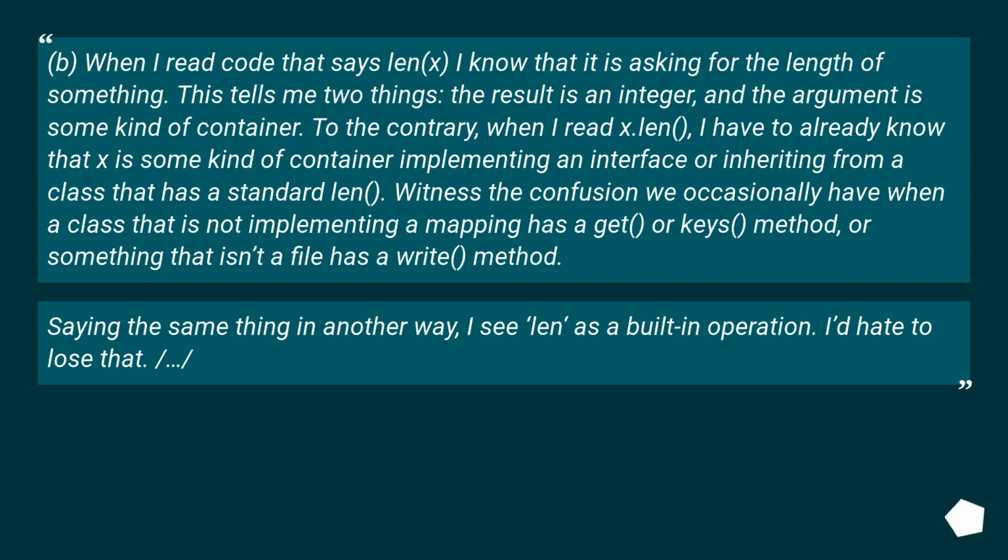B. When I read code that says len(x), I know that it is asking for the length of something. This tells me two things: the result is an integer, and the argument is some kind of container. To the contrary, when I read x.len(), I have to already know that x is some kind of container implementing an interface, or inheriting from a class that has a standard len(). Witness the confusion we occasionally have when a class that is not implementing a mapping has a get or keys method, or something that isn't a file has a write method.